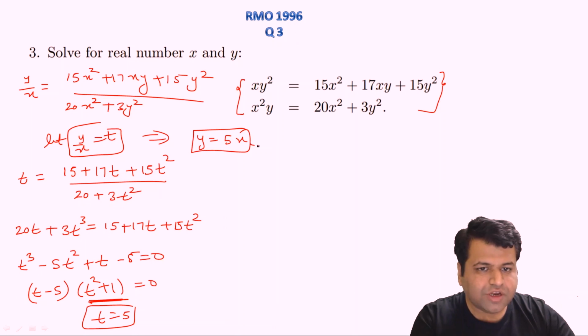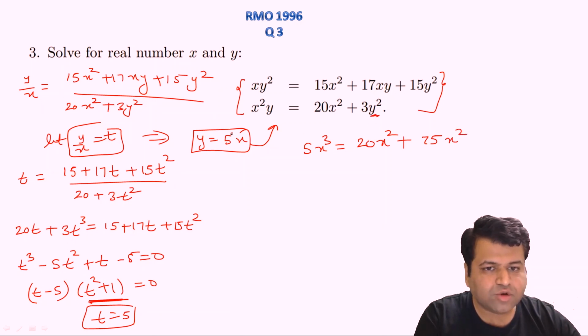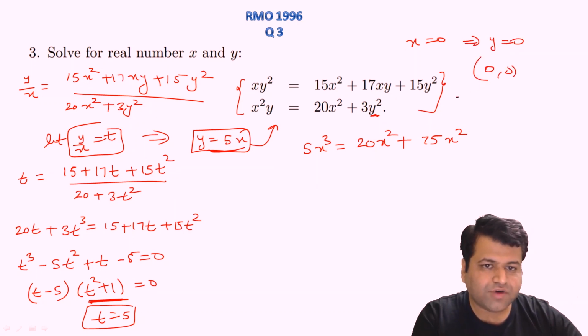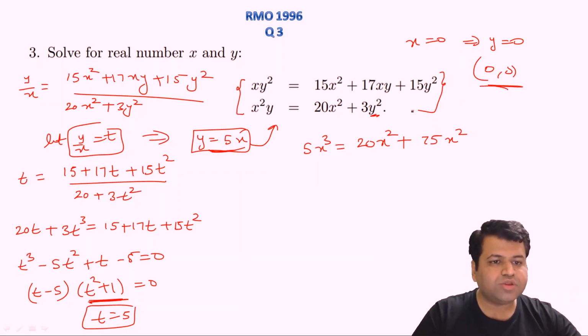So let's substitute the value of y in any one of the equations. Let's substitute it in the second equation. So we will get 5x cube equal to 20x square plus 75x square. We have substituted y equal to 5x, right? So one solution is x equals 0, obviously. That will imply y is also 0. So 0 comma 0 is one of the solutions. As you can see, this solution clearly satisfies both the equations, right?